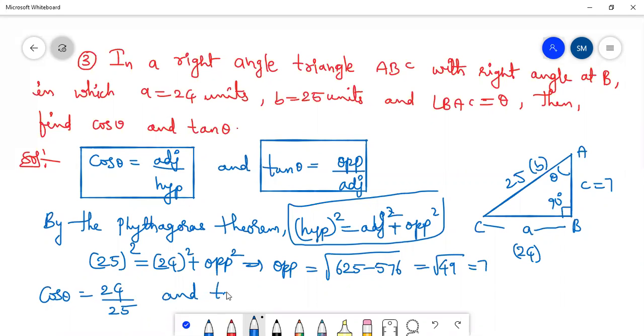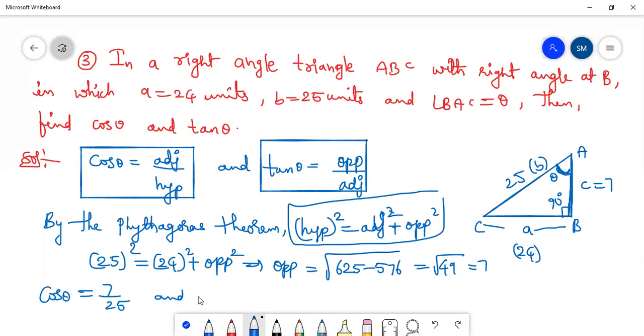And tan theta is equal to, wait. Here cos theta means this is the cos theta. For this, what is the adjacent? This is the adjacent side. Why? Because the theta is connecting with the side. So it is 7 by 25.